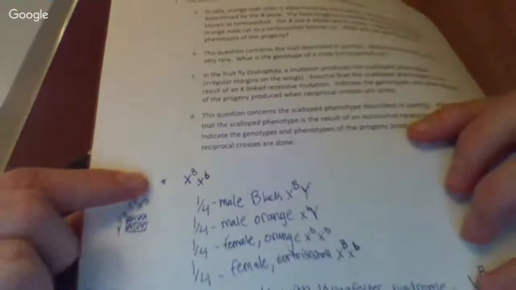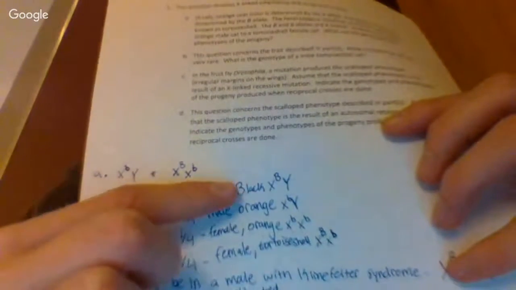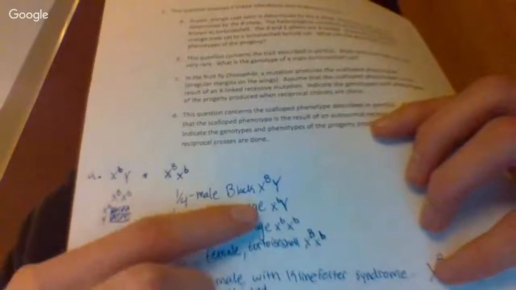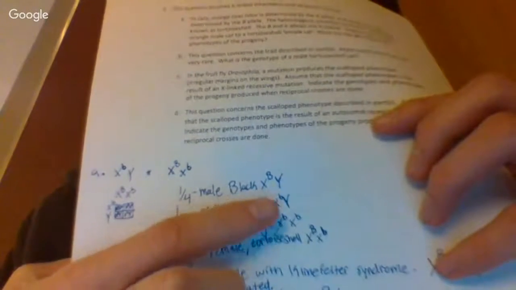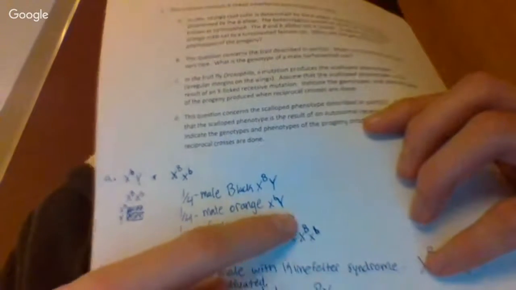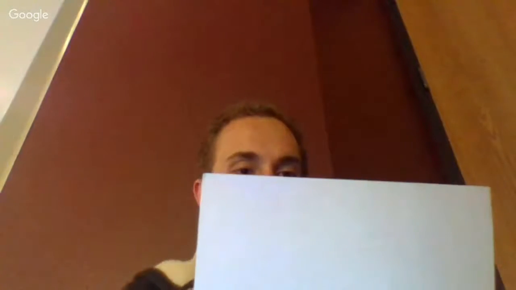And so if you look here, this is the father and mother that are crossed, and a quarter of them will be male black because it's an X-linked thing. A quarter of them will be male orange because they have the lowercase b, and a quarter of the females will be orange, 2 of the recessive alleles, and a quarter of the females will be tortoiseshells because heterozygous produces an incomplete dominance effect, I believe, or codominance. I'm not sure what tortoiseshell is, but yeah.